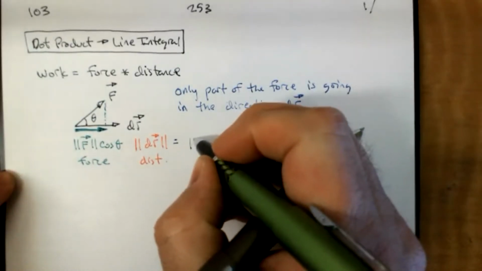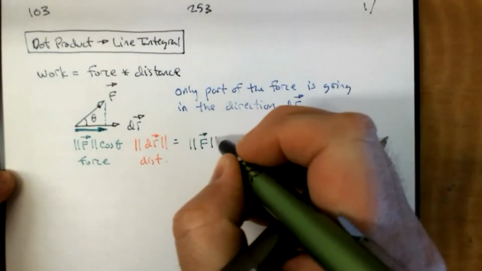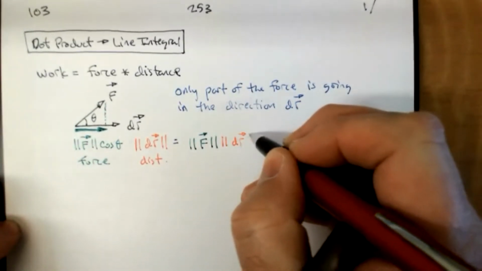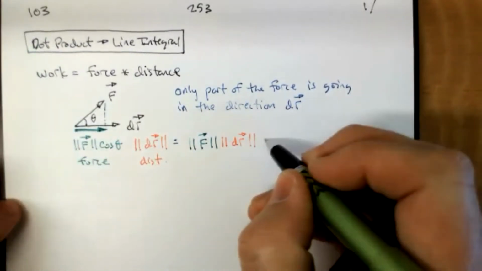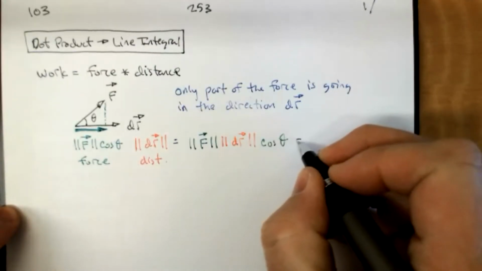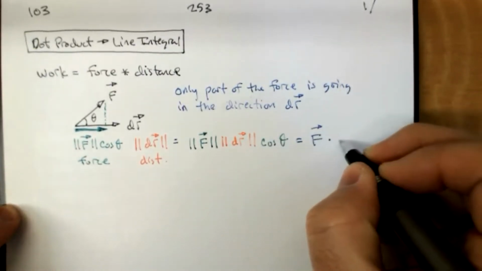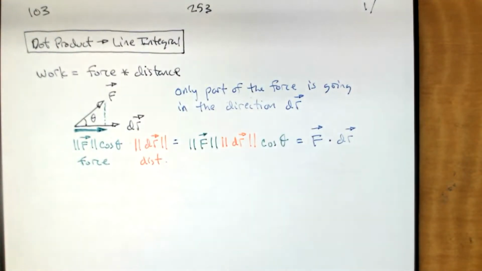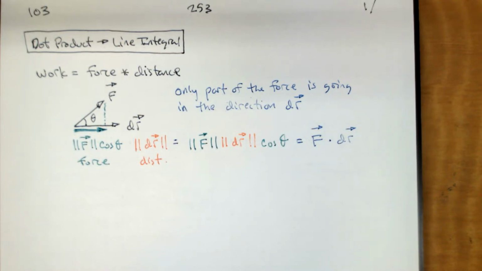So the magnitude of F times the magnitude of the distance times the cosine of the angle between them. And so that's F dot dr. So instead of just multiplying the force times the distance, and only some of the force is going in the direction of the distance, we find the dot product of the force and the distance.